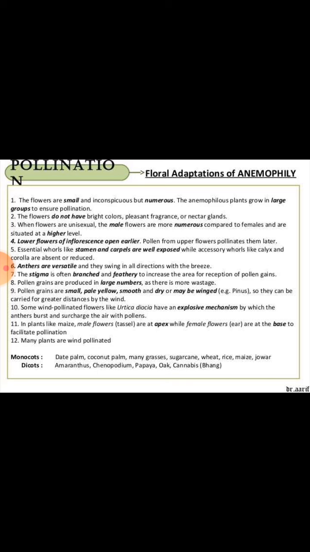Self wind pollinated plants like Urtica have an exposed mechanism. So it is called the best example of a monocot. Majorly monocots are pollinated by anemophily, for example coconut, grasses, sugarcane, wheat and so on. Some dicot plants like Amaranthus, Chenopodium, papaya, oak and Casuarina are examples of dicots pollinated by anemophily.